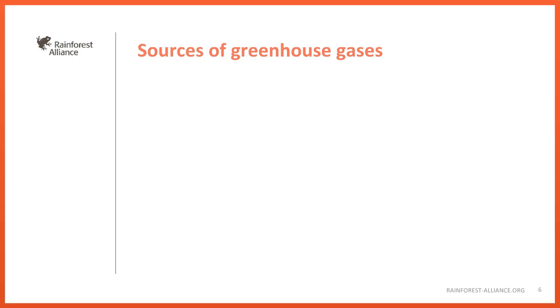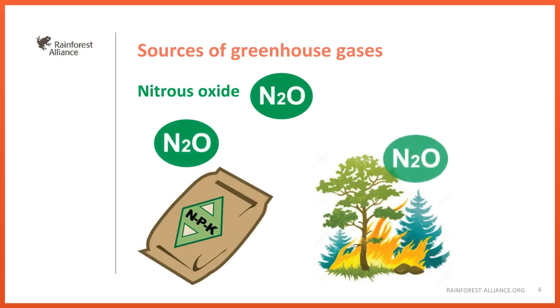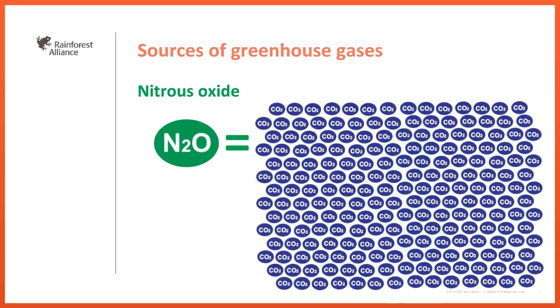The next important greenhouse gas is nitrous oxide. Use of nitrogen-based fertilizer in agriculture is one of the important sources of nitrous oxide. Burning trees, grasses, and crop residue also emits nitrous oxide. Nitrous oxide is also less in quantity, but it is very potent. 1 molecule of nitrous oxide in the atmosphere is equivalent to 310 molecules of carbon dioxide. It can heat the Earth 310 times as much as carbon dioxide.